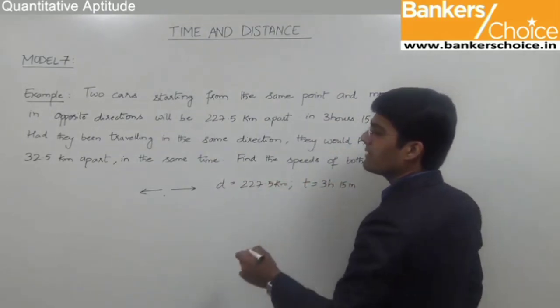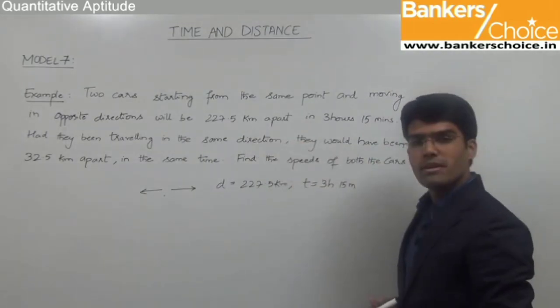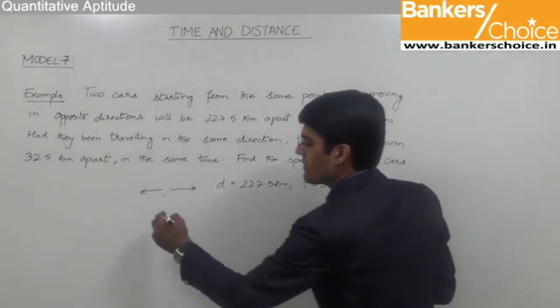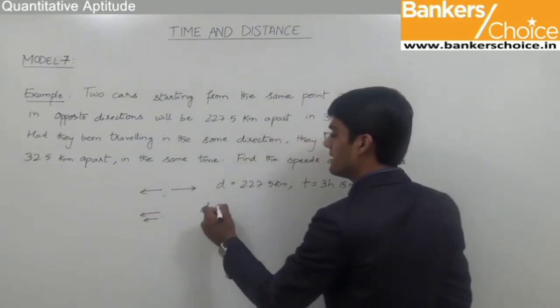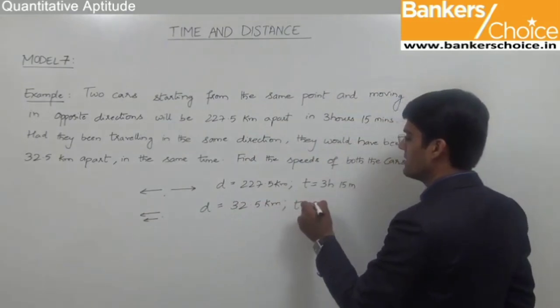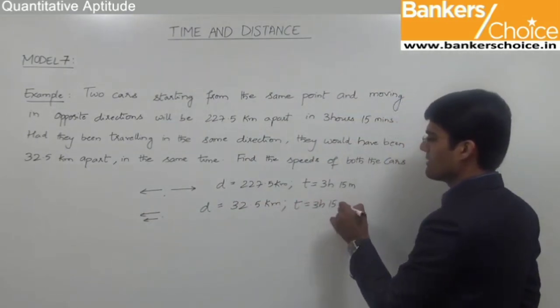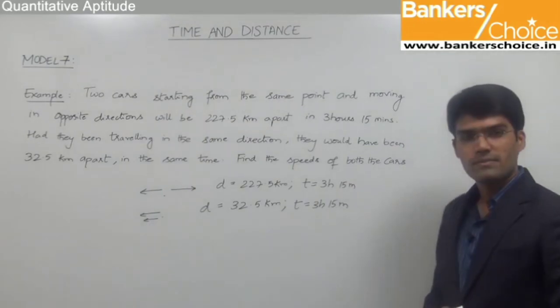But when they travel in the same direction, they would have been 32.5 kilometers apart in the same time. So from the same point, if they travel in the same direction, they would have been only 32.5 kilometers apart in the same time. That is nothing but 3 hours and 15 minutes. So from this data, we are supposed to find out the speed of both the cars.